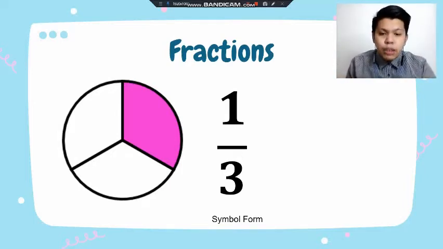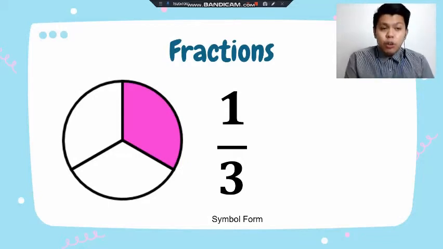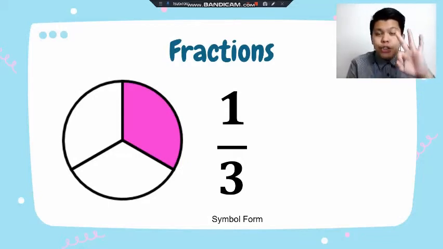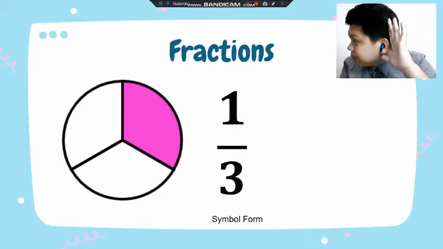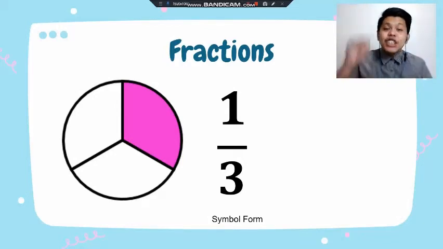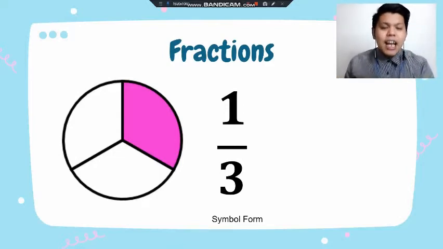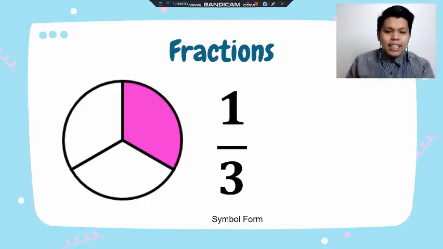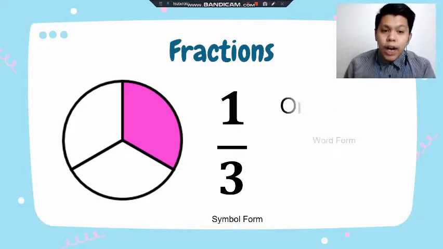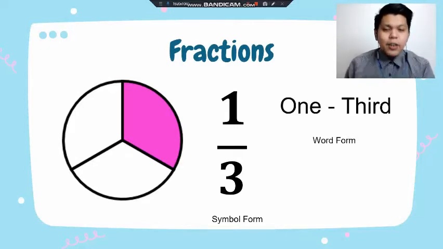But for the word form, what is the ordinal number of number 3? Right, it's third. So that's how you will write this in word form. 1-third. No S. Okay? Later on, in our next topics about fraction, you will learn when to add S. Again, this is only 1-third.